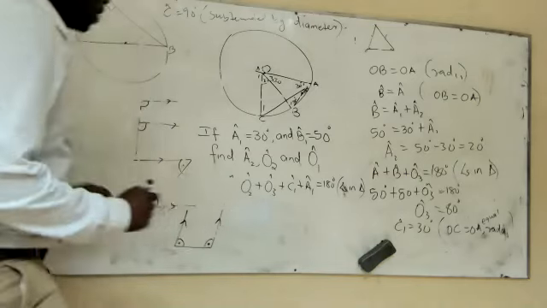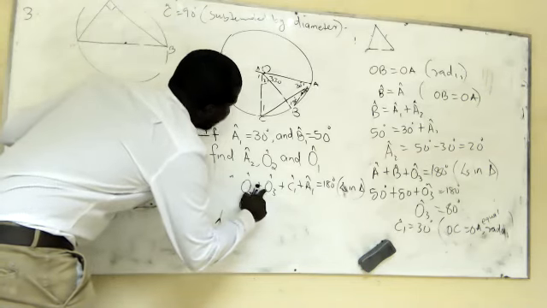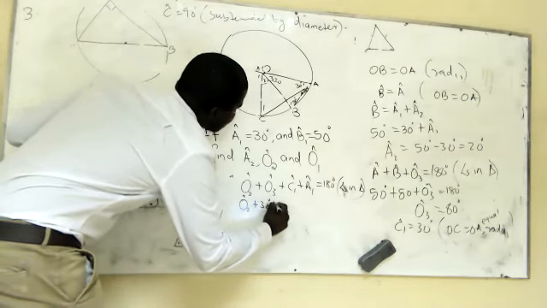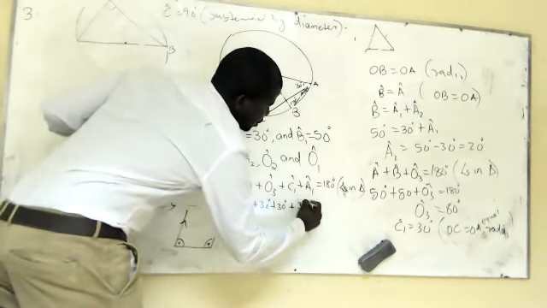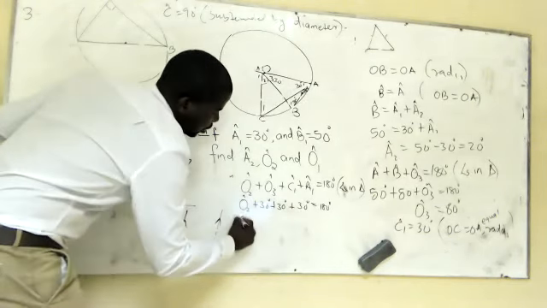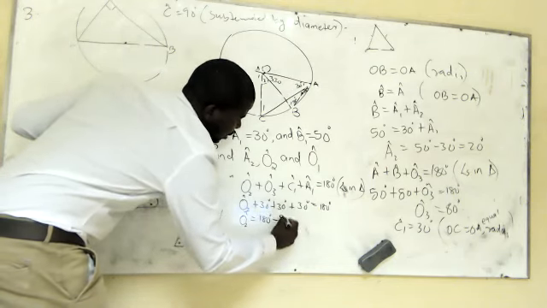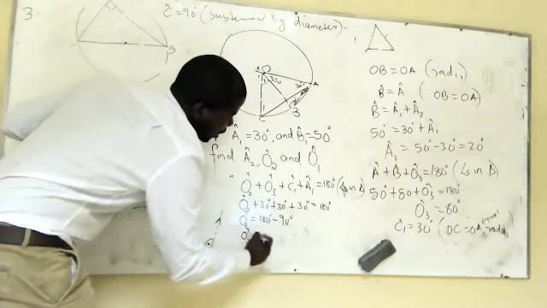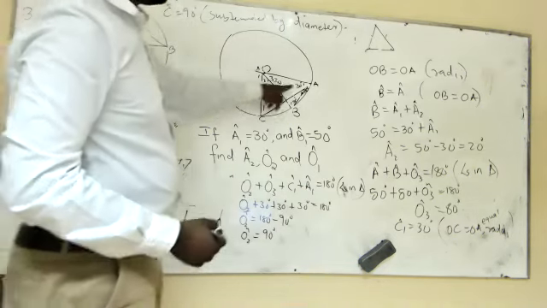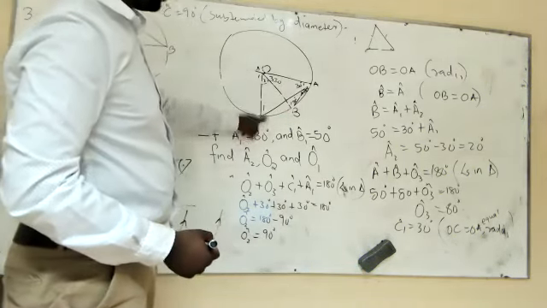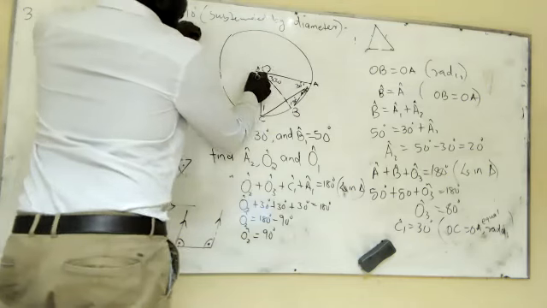Yes. All right, then from there we substitute so that we get O2. So we're going to have O2 plus O3, which we got as 30 degrees, plus C1 as 30 degrees, plus A1 as 30 degrees, which is equal to 180. Therefore, O2 will be equal to 180 minus 90 degrees, so O2 is equal to 90 degrees. I believe I've done it correctly. That is correct.